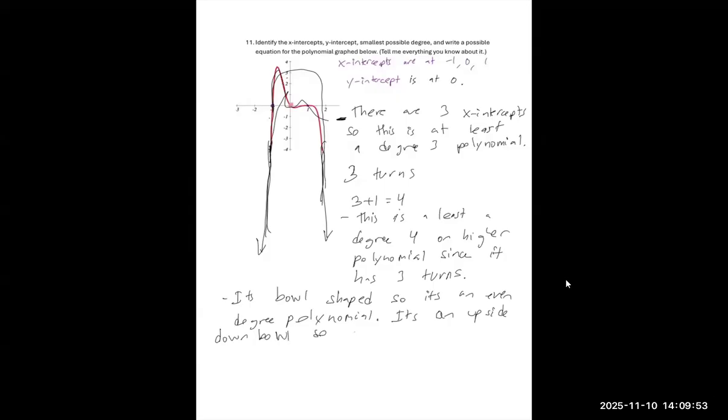So it's a negative even degree. Okay, now let's talk about the multiplicity of each point. Let's talk about the multiplicity.